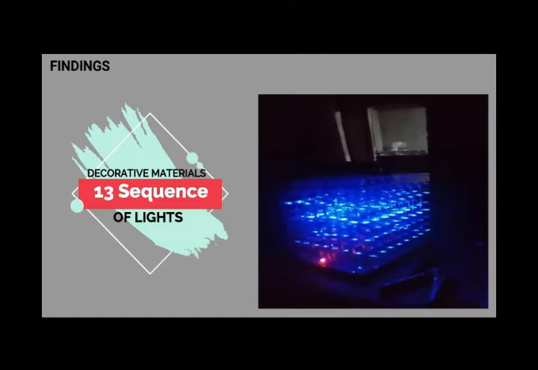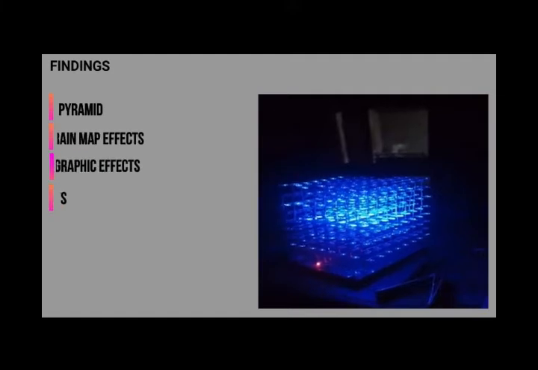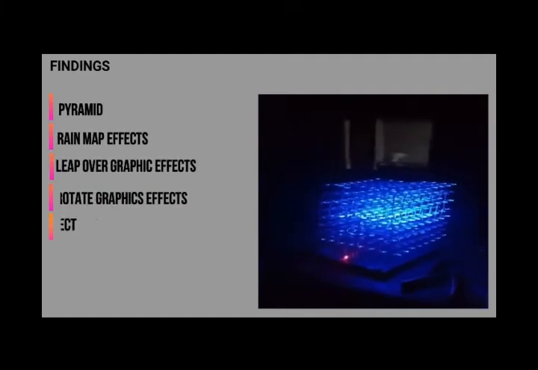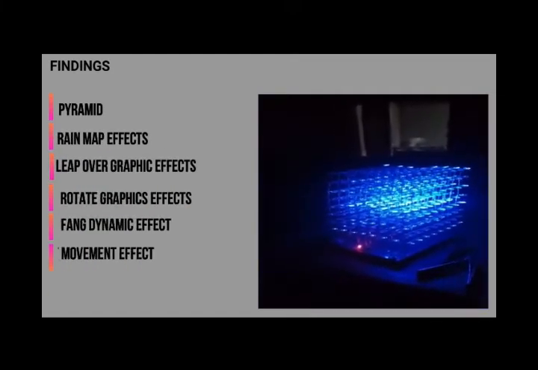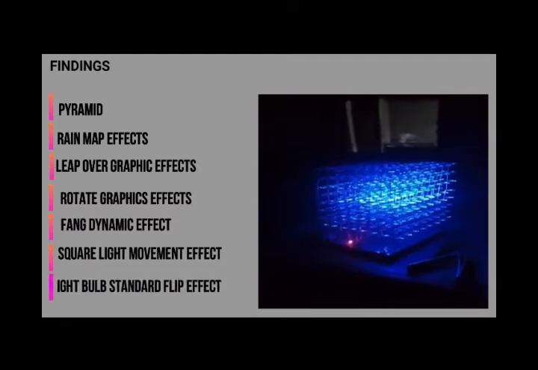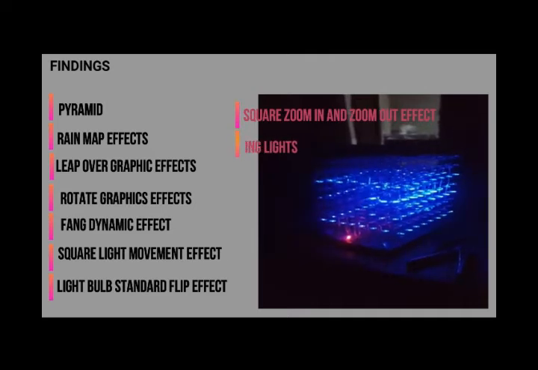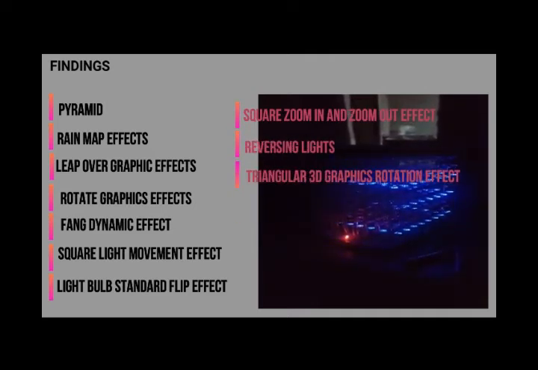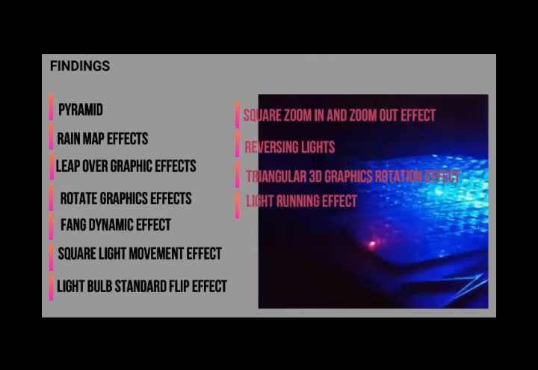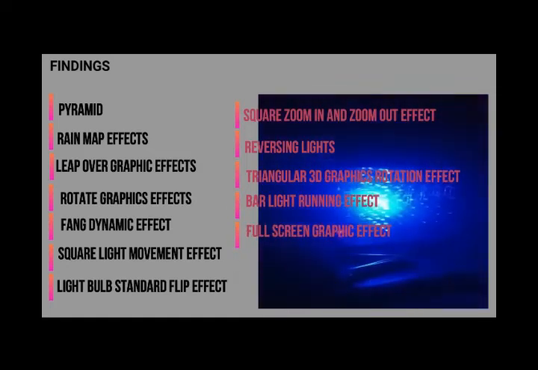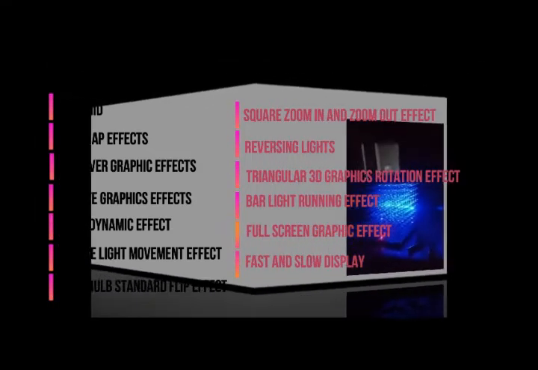The LED cube is used for design purpose or decorative material with 13 sequence of light, namely pyramid, rain map effects, flip over graphic effects, rotate graphic effects, fang dynamic effect, square light movement effect, light bulb standard flip effect, square zoom in and zoom out effect, reversing lights, triangular 3D graphics rotation effect, bar light running effect, full screen graphic effects, fast and slow display.